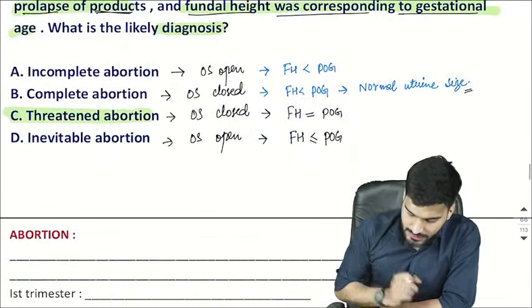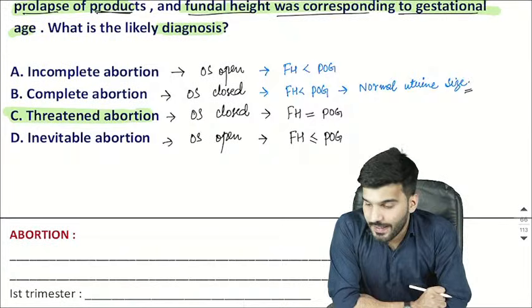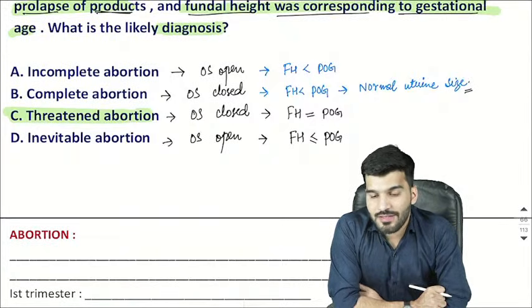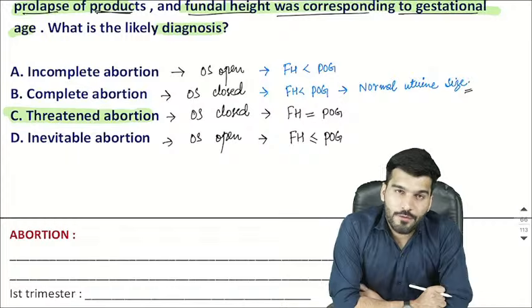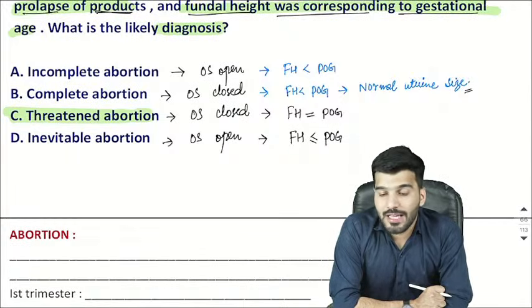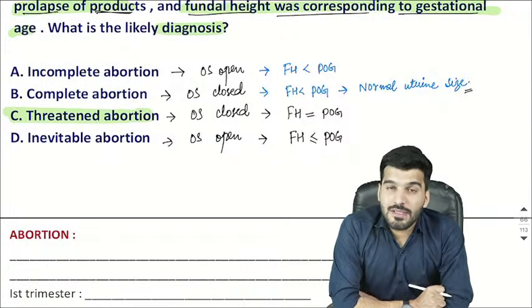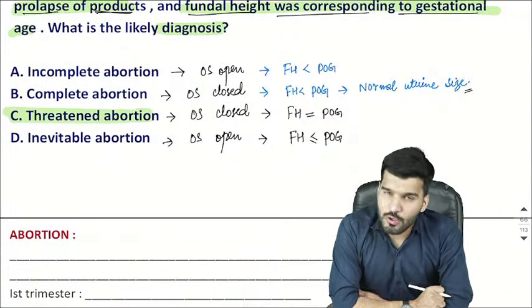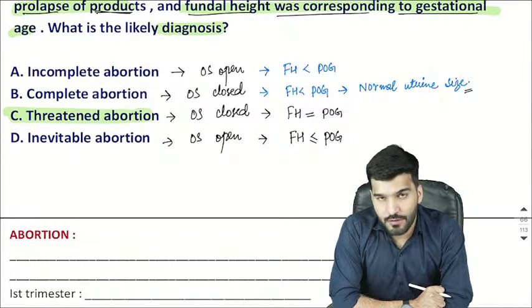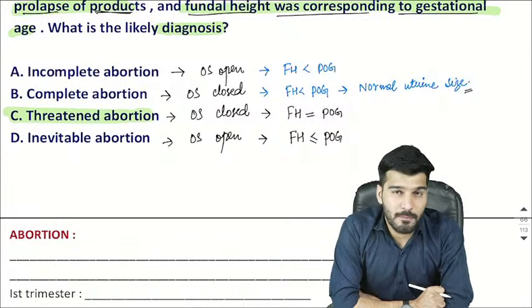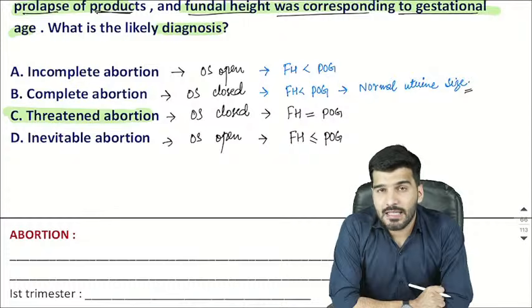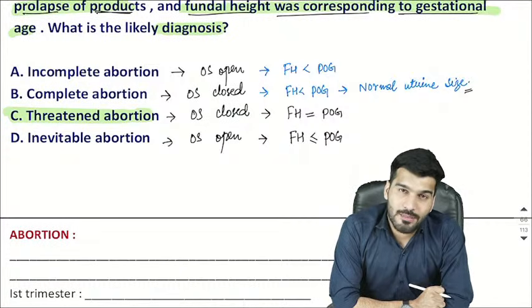So that is all about the abdominal findings. Whenever the question mentions such findings, think of an abortion and rule out what type of abortion it is. Clear? Os open means inevitable and incomplete. Also in septic abortion, os is open, but the main five you have to remember are missed abortion, complete, incomplete, threatened, and inevitable abortion.